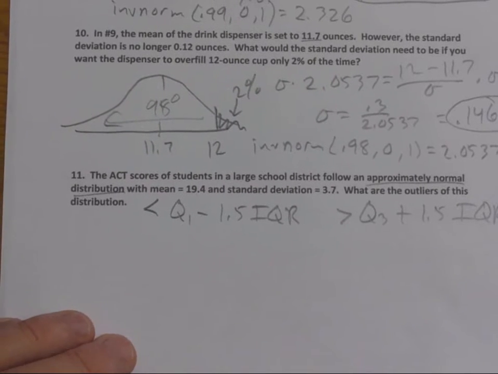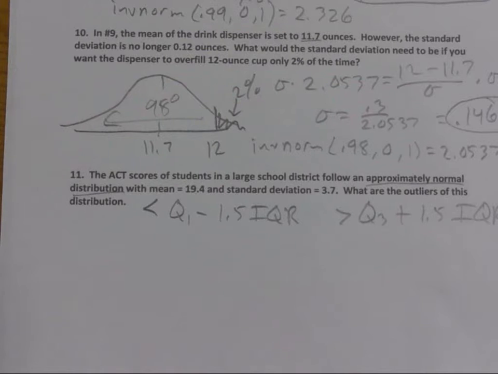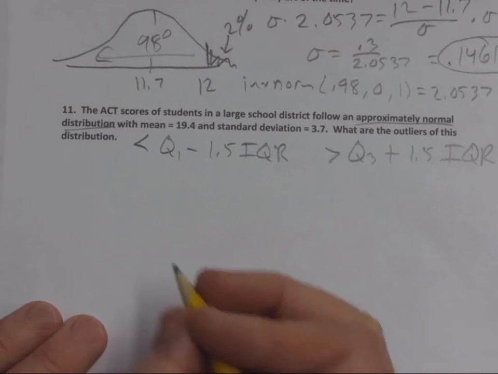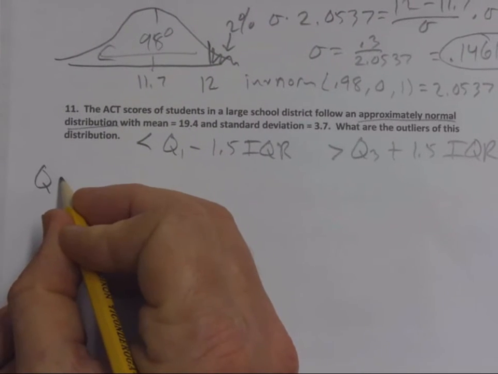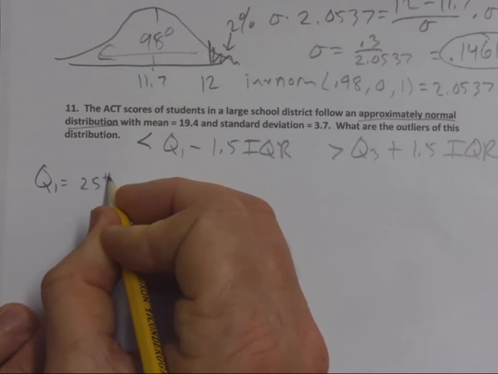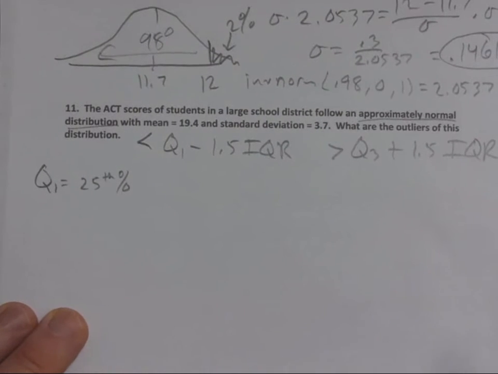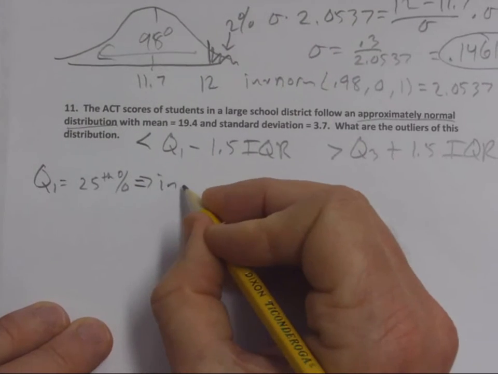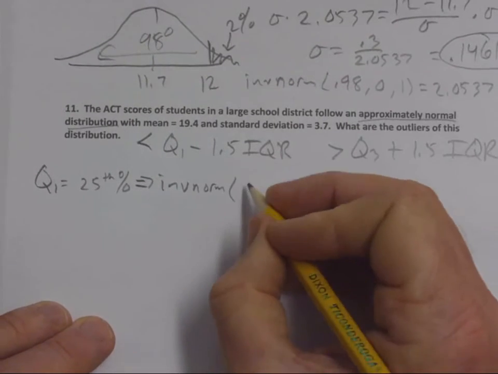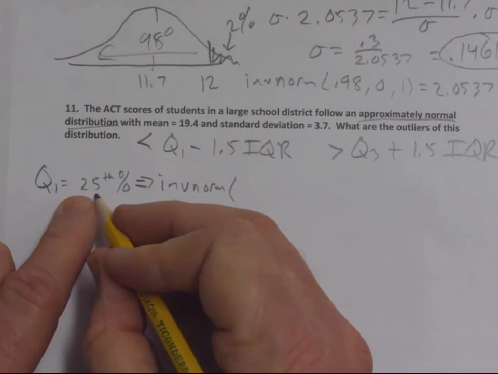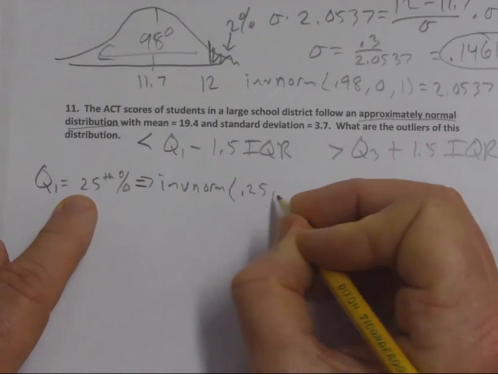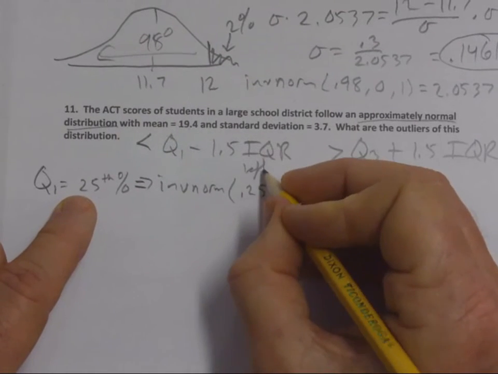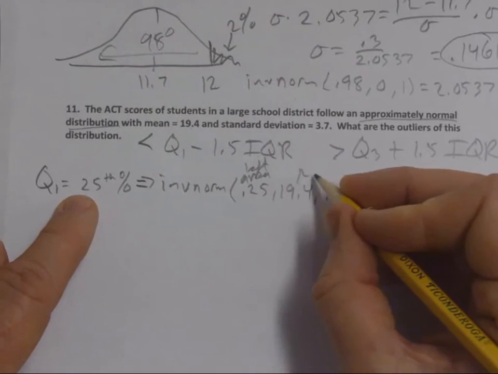Well, remember the IQR is Q3 minus Q1. So if we can figure out Q3 and Q1, we can enter them in here. That's what we'll do. Well, what is Q1? Q1 is in essence the 25th percentile, and that's what we've been finding with inverse norm. So to find the 25th percentile on a normal curve, it's inverse norm of the area to the left, since 25% of the values are below it. So it'll be 0.25, our mean is 19.4, and our standard deviation is 3.7. So that is our left area, our mu and our sigma.